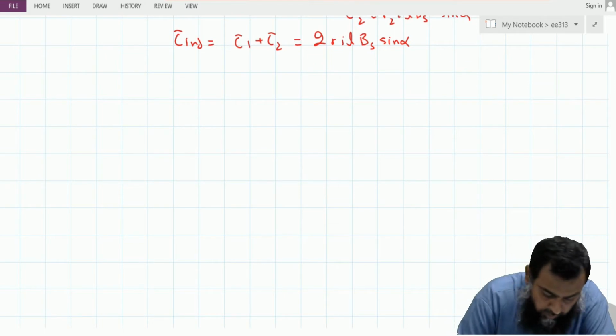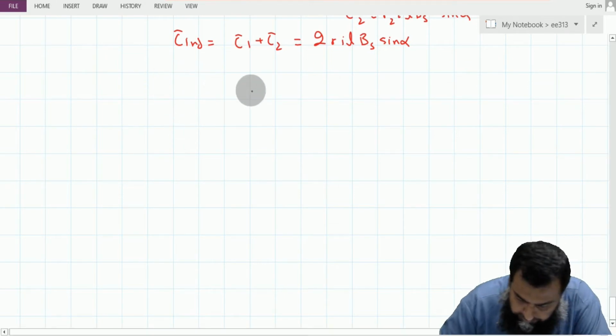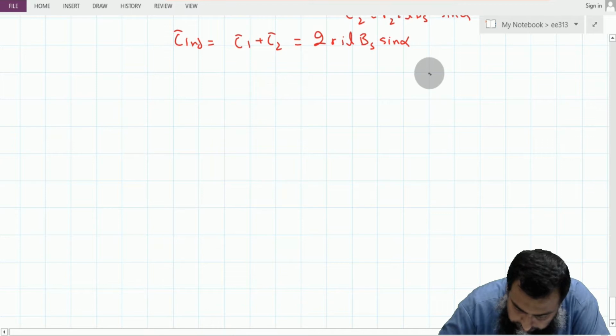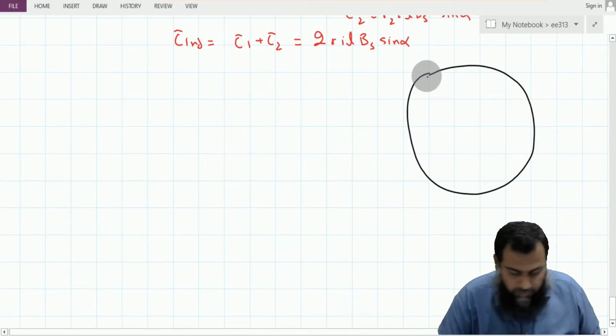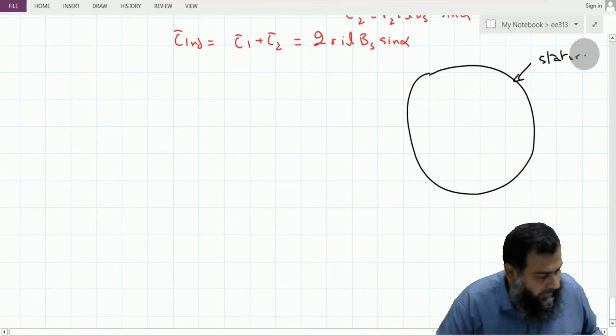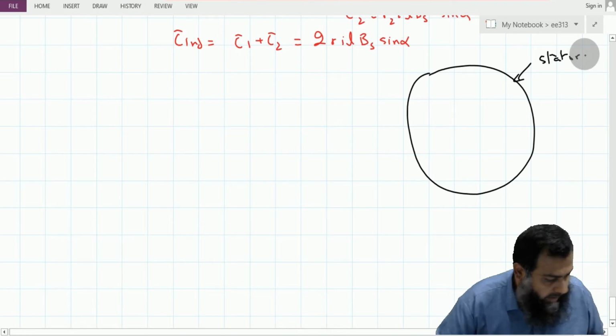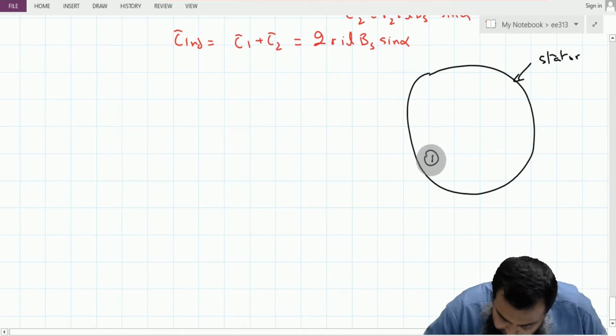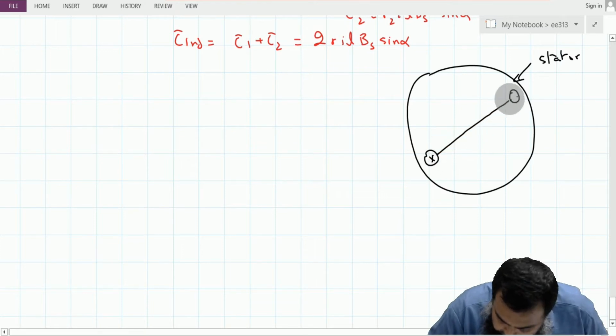Now suppose that we have this stator assembly here, and we have these two conductors. This is the center point.